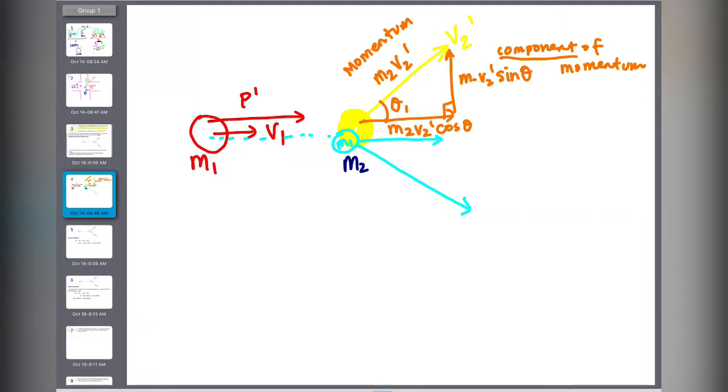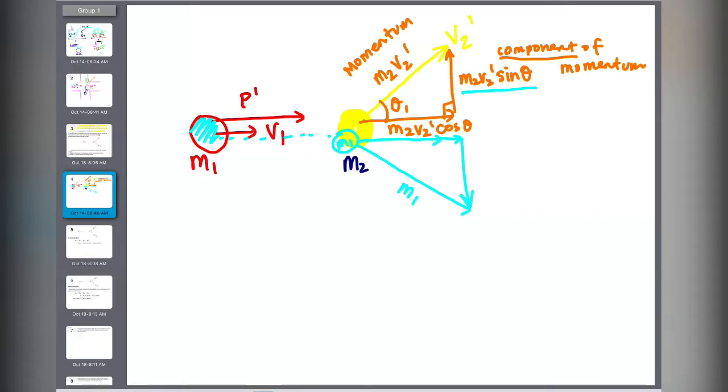Because along y, if this is the y direction, the initial momentum is 0. I didn't have anything to start off with. There's no y in this case, right? So if I have a final momentum that's going up, that means I also have to have a final momentum that's going down so that I can make a conservation of momentum. All right, so we're going to break this up.